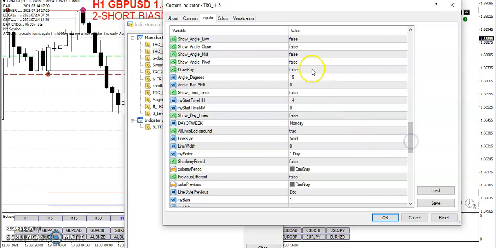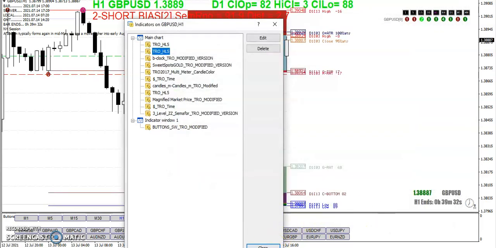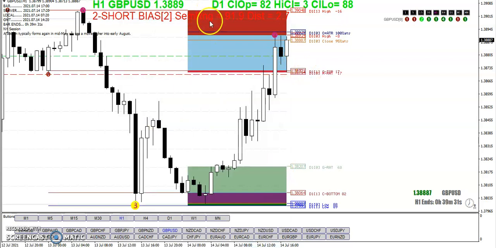Then you come down. My period is 1 day, my bars is 1 and my shift is 1. So you'll be showing the high, low, top, bottom of yesterday's candle, the previous day's candle. That's where you can see the red there and the green here, but the rat zone is in the wick zone. That's why I want to do them separately, and then we can combine them.